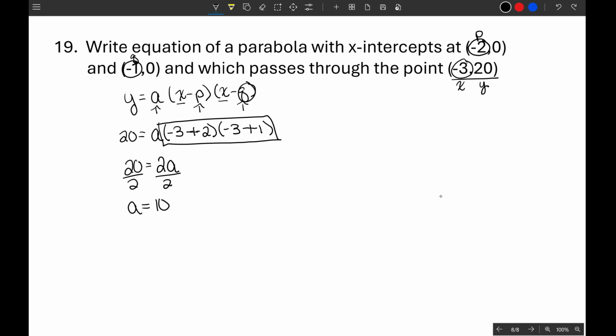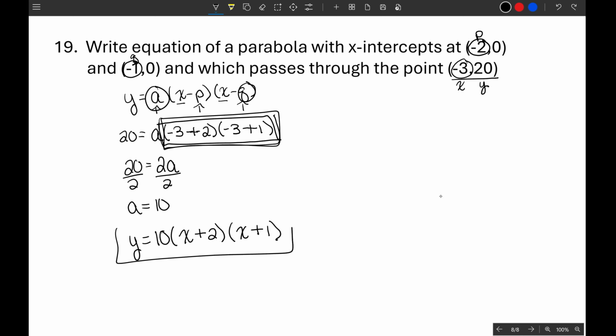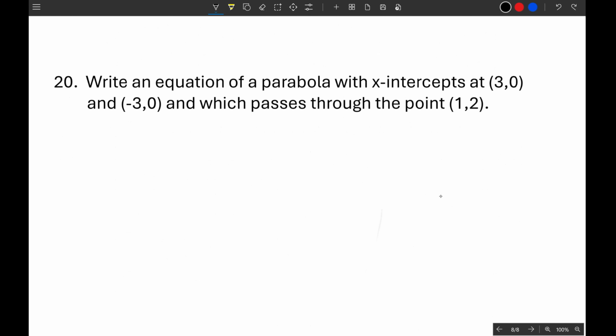Now I can write my equation. Now remember, when you write the equation, y is going to be y and x is going to be x. So in for the a, we have 10, and then x minus p, which was negative 2, so that makes this positive 2. And then x minus q, which is negative 1, so that makes this positive 1. Essentially, it's going to be exactly this that you have here, except with the x instead of the negative 3. And there's your equation.